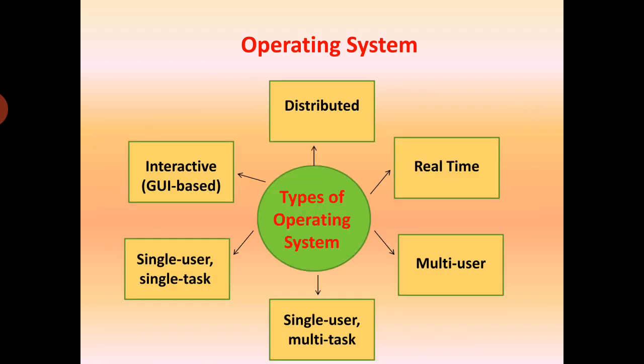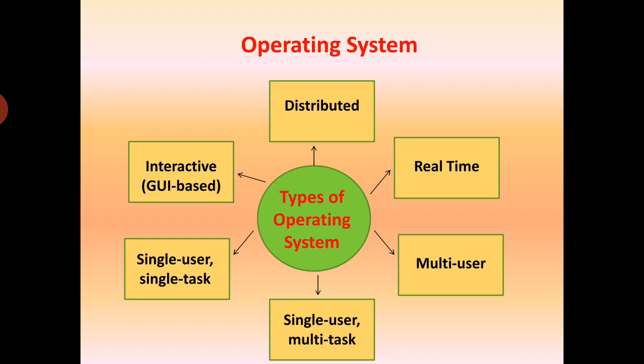Now students, let me introduce you to different types of operating systems. Students, we have already discussed some commonly used operating systems in class 9th. These are DOS, Windows, Linux, and mobile operating systems: Android, Windows Phone, and iPhone operating system. The different types of operating systems are interactive GUI based.